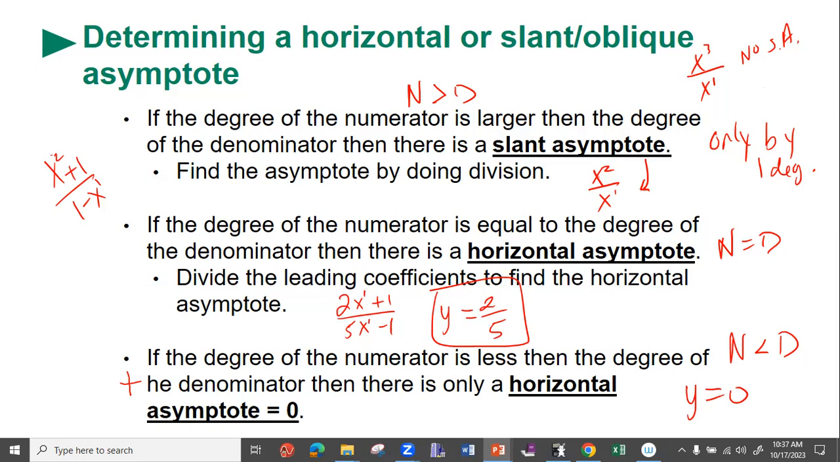So what if the degree of the numerator is larger than the degree of the denominator by more than 1 degree? Then there's no slant asymptote, no horizontal. It's just a vertical. No SA, no HA. As long as you have a denominator, you're going to have a vertical for the most part.